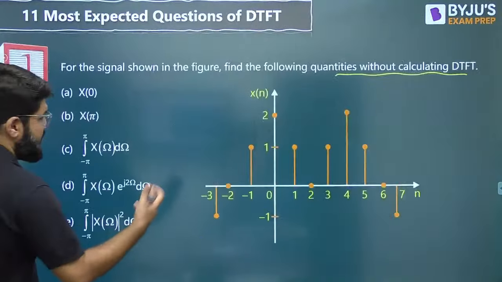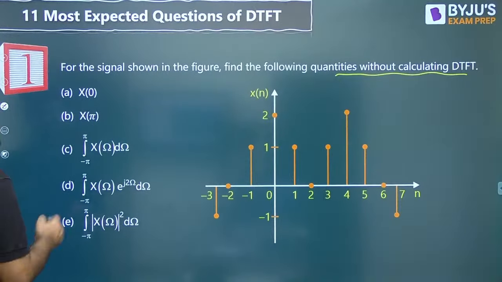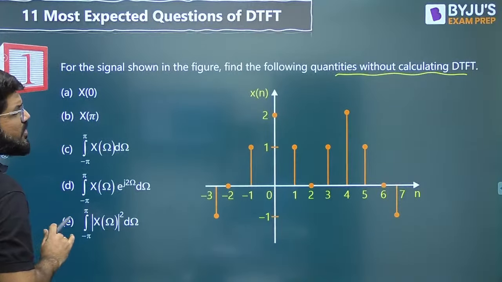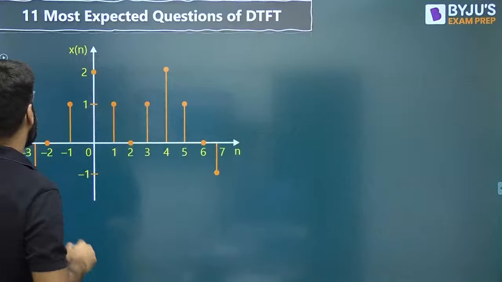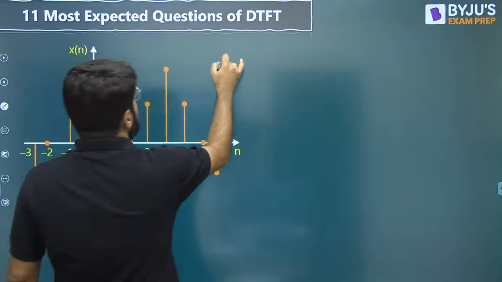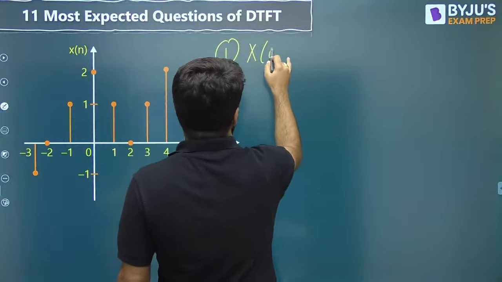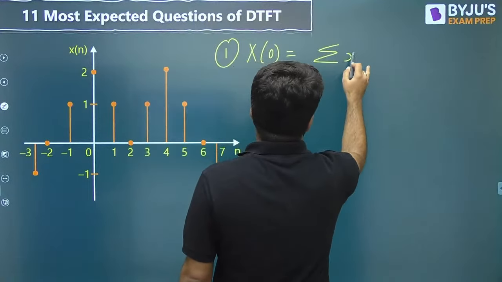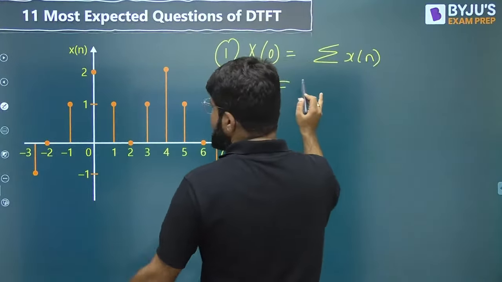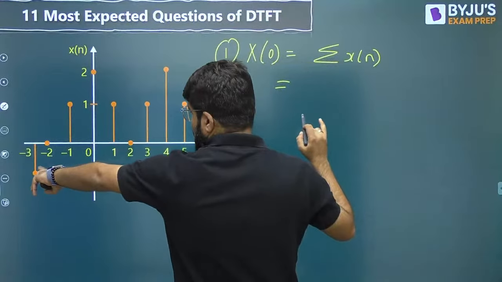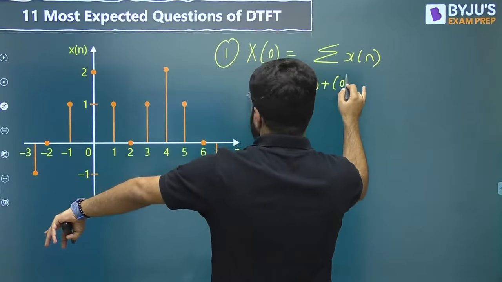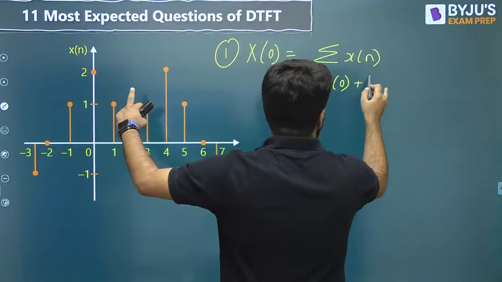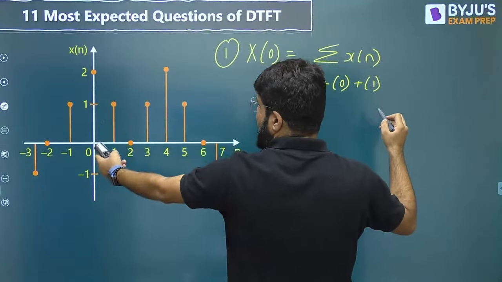Now one by one, we'll see if anything else is required. One by one, x of 0. So x of 0, as I told you, is the summation of xn. So first part, guys, x of 0, as I've already explained, is given as the summation of xn. So just add up all the values. Now don't add the time, add the value. This value is minus 1, plus the value 0, then the next value is plus 1, plus 1, after that you have 2.